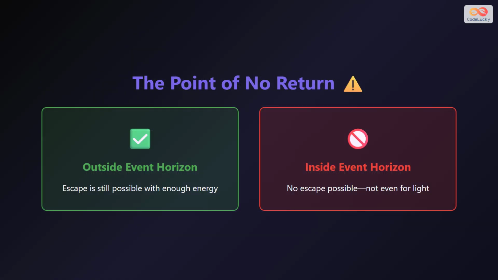The event horizon truly is a point of no return, and here's why. Outside the event horizon, escape is still possible if you have enough energy. You could fire your rocket engines and get away from the black hole's gravitational pull. But inside the event horizon, the situation changes completely. No escape is possible, not even for light. The gravitational pull becomes so intense that all paths, no matter which direction you try to move, lead you deeper into the black hole.